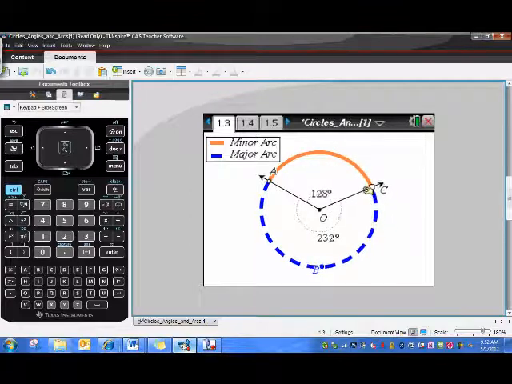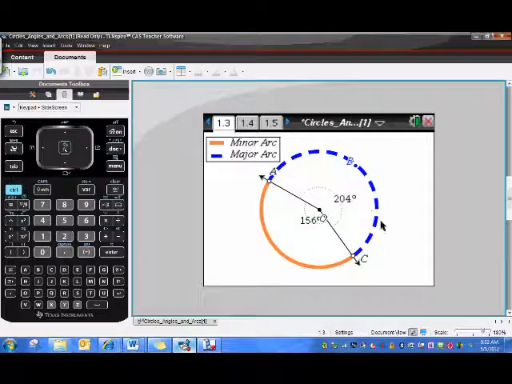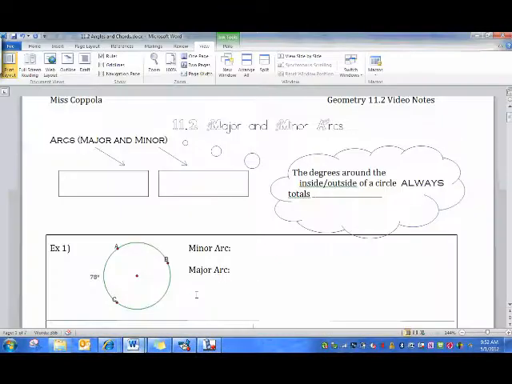All right, if you can't tell, obviously a minor arc is one of our smaller arcs, and they're less than 180. Once this minor arc expands to over 180 degrees, then it turns into a major arc. Okay, so the arcs of a circle are exactly what it looks like, the outline part of the circle.